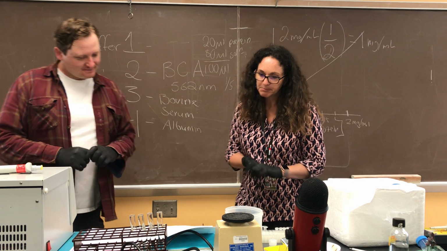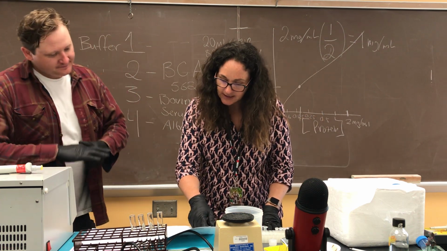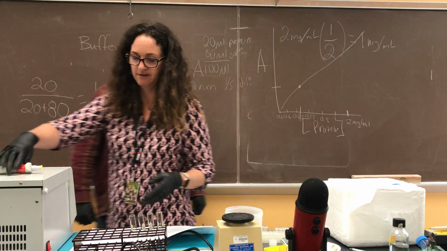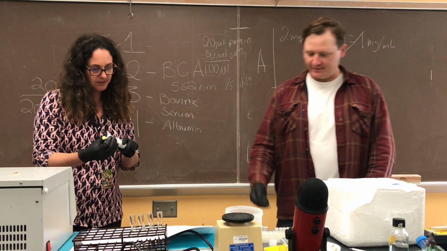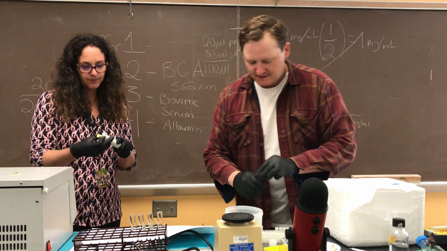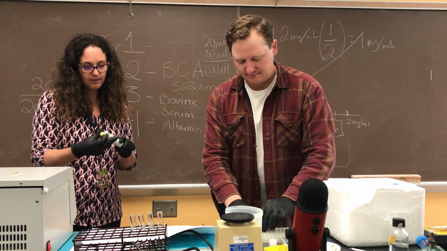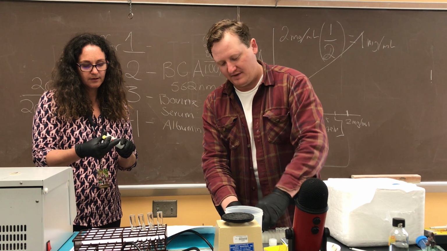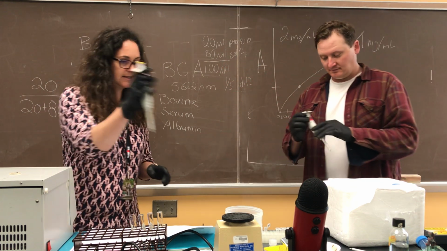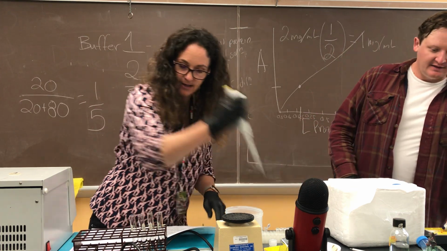Okay, so let's put the 80 microliters of each of the buffers. We need 80 microliters of buffer 1, buffer 2, buffer 3, and buffer 4 in each of the 4 tubes. They're opened and in order. I'm going to change this to 80 microliters.